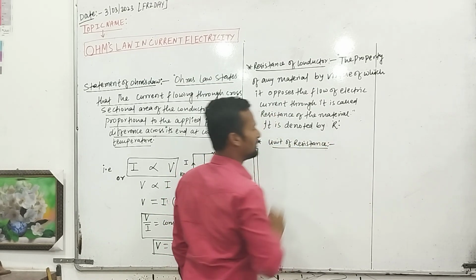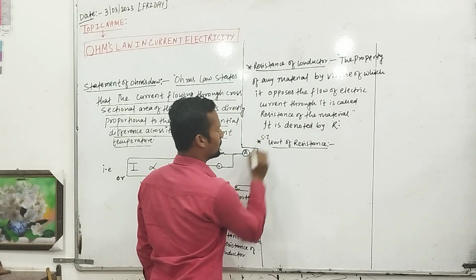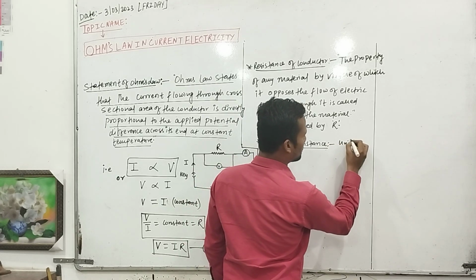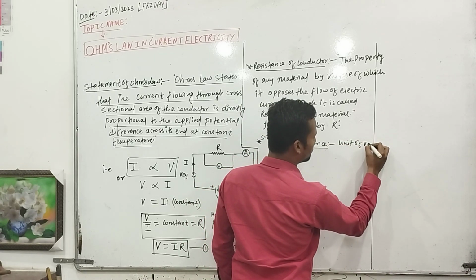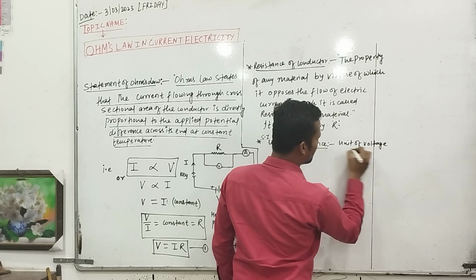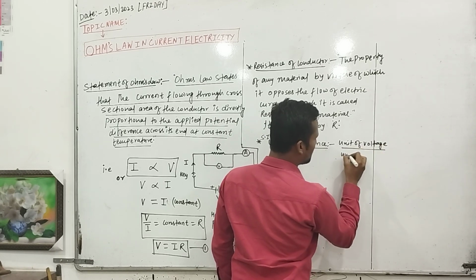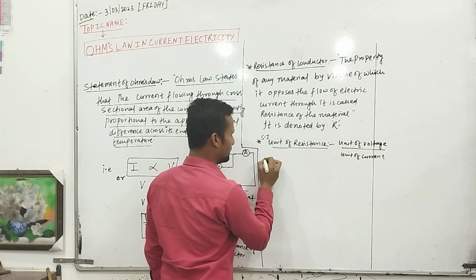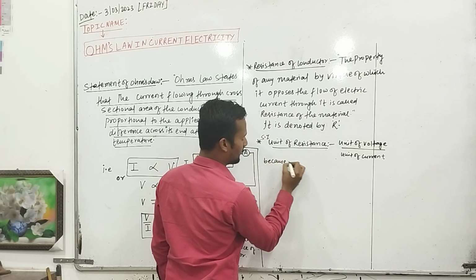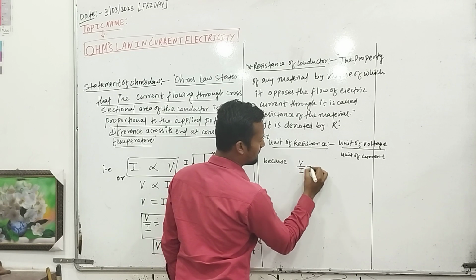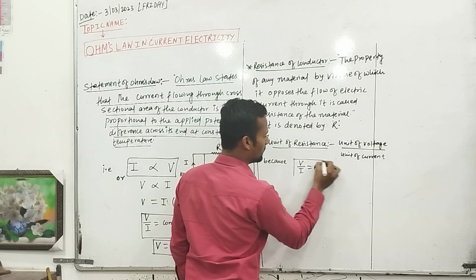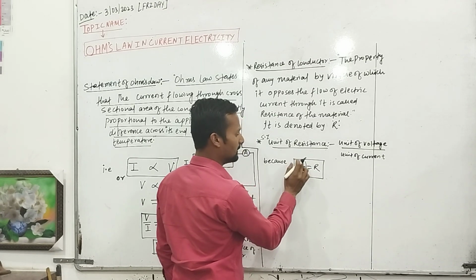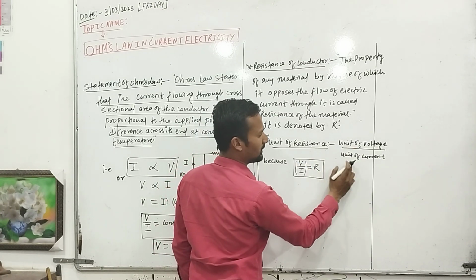So what is its unit? SI unit. What is its SI unit? So the unit of resistance is the unit of voltage divided by the unit of current, because V by I is equal to R. So the unit of resistance can be calculated from this formula, unit of voltage upon unit of current.